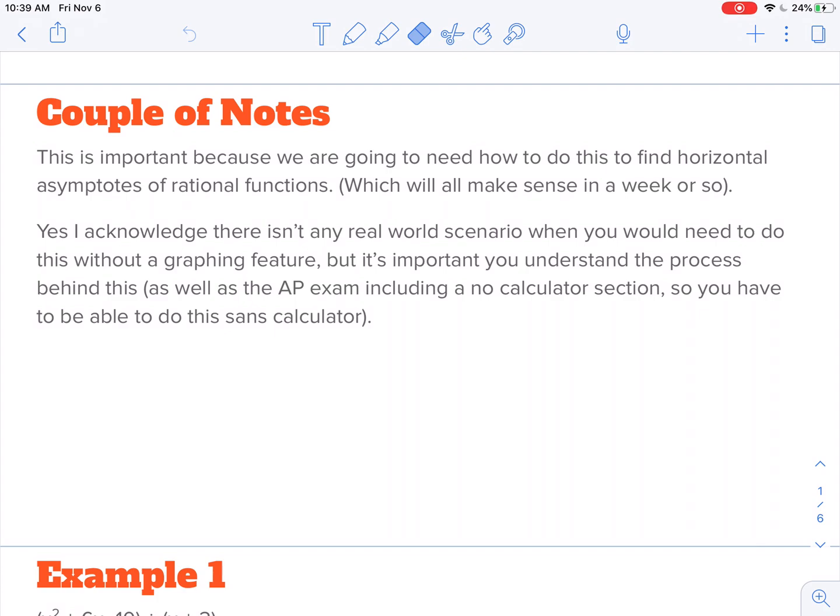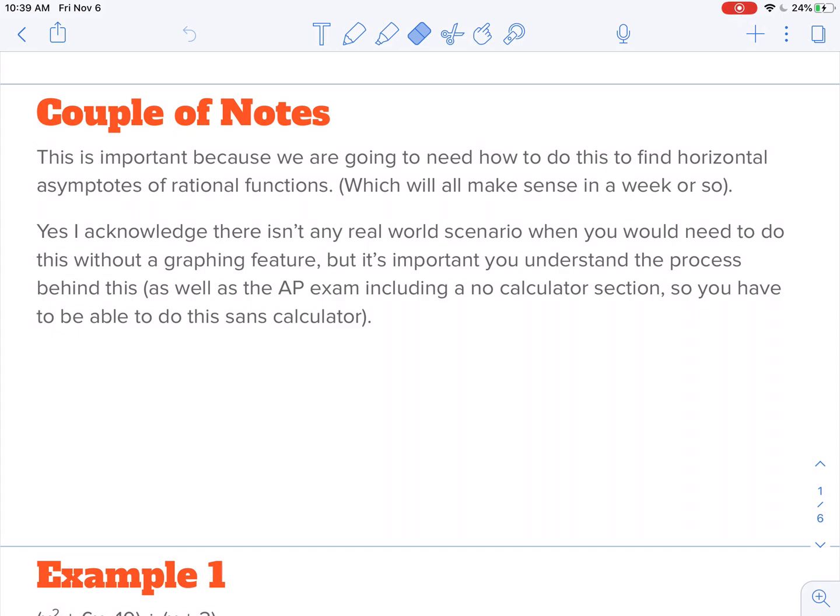However, with that being said, this is going to help you with your AP calculus exam. If you know how to do polynomial long division, if you know how to establish what your horizontal asymptote is via polynomial long division, it's going to help you if you're in the no calculator section of your AP calculus exam. That's just a fact. That's something that you're going to need to know for next year. So you need to be able to do this polynomial long division.